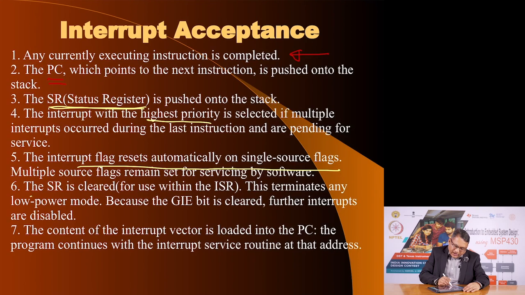It also clears the status register within the interrupt subroutine. So, when you enter the interrupt subroutine, the status register reflecting the main program is saved on the stack, and within the interrupt subroutine you get a clean status register, all the bits are reset to 0, and this will allow you to actually exit low power modes. The GI, that is the global interrupt bit, which is like the global switch, is also cleared, and further interrupts are disabled, which means when you are in an interrupt subroutine, if any other interrupt happens, it is going to have to wait.